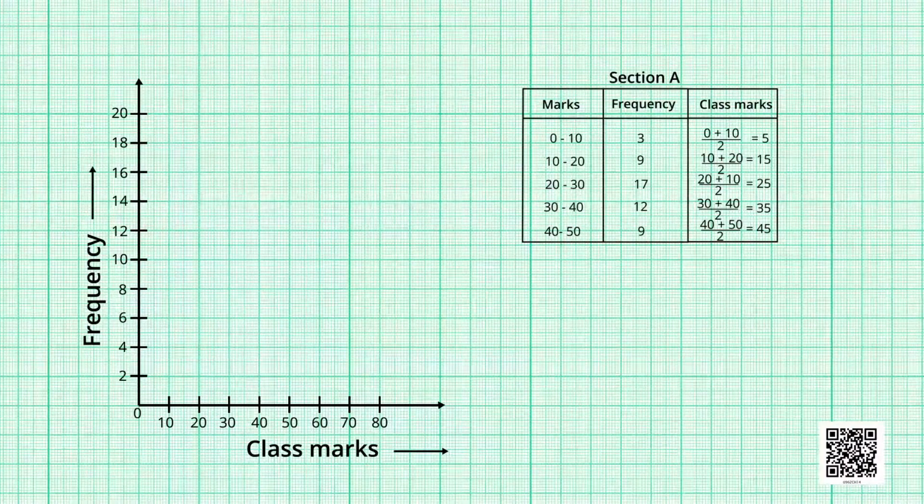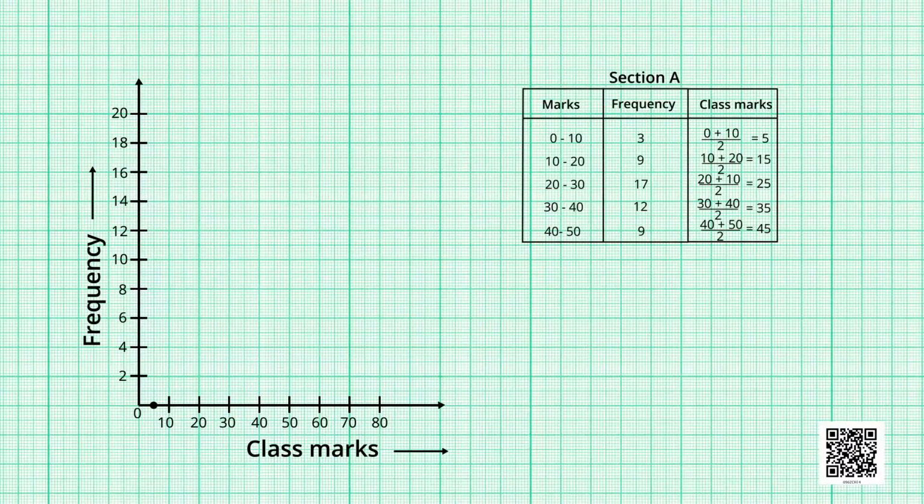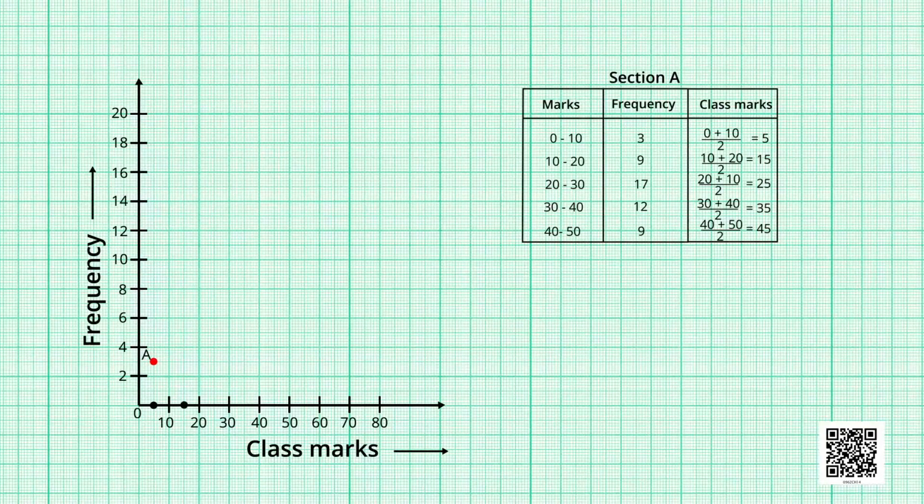So what will be our first point? How will we plot this? Look at 5 on the x-axis. Here it is 5. And we want to plot 3 on the y-axis. So the first point is 5, 3. Here it is. We have marked it as point A. Next point is 15, 9. So 15 lies between 10 and 20. Here it is 15. And 9 on y-axis means it is midway between 8 and 10. So here we get the point B, 15, 9.